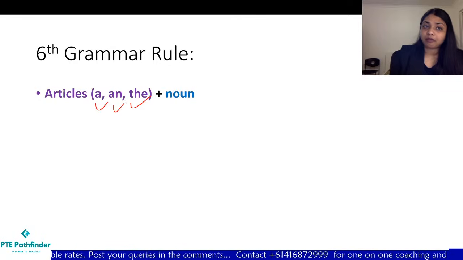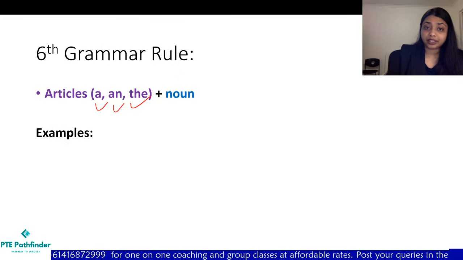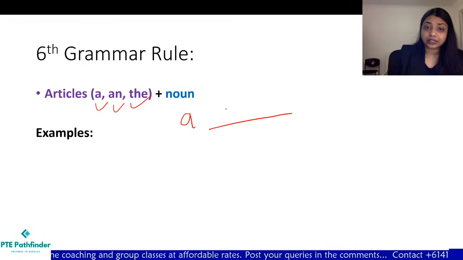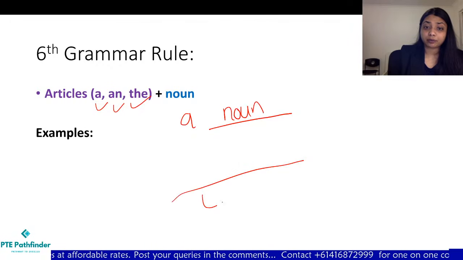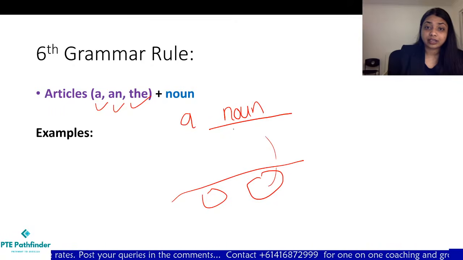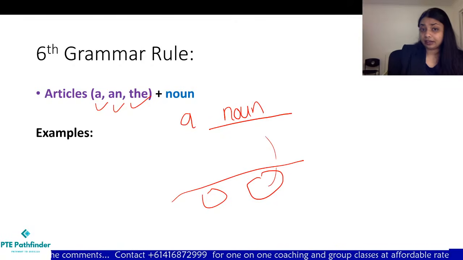Now remember, we always use articles before the noun. Okay, so for example, let's say you get a blank after A. So in this particular case, it would be a noun. So if you look at the answer options and find out what are the words that are nouns, they can help you and get an idea that, okay, this word would be fitting here correctly.